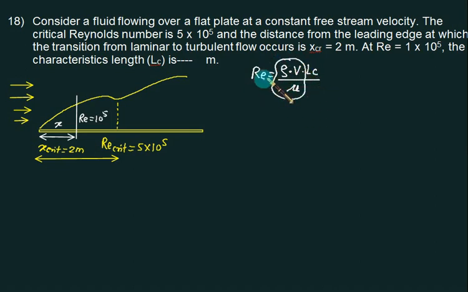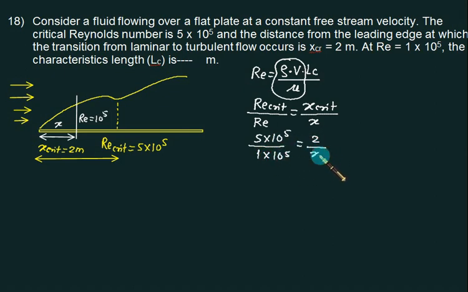This number is constant for both, so Reynolds number is directly proportional to x. So Re critical divided by Re equal to x critical divided by x. Substitute all values. Re critical is 5 into 10 to the power 5, Re is 1 into 10 to the power 5, x critical is equal to 2, x we have to find out. His answer is 0.4.